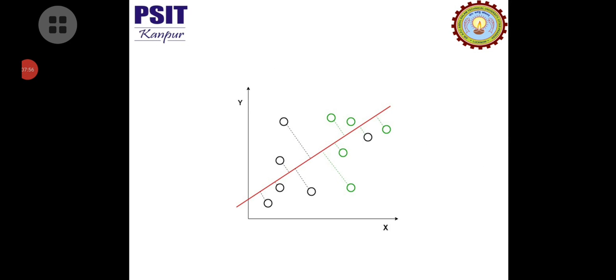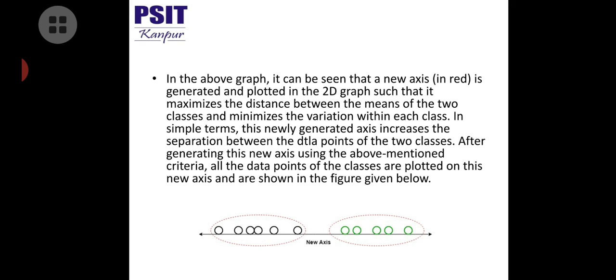So this is your diagram. This red axis is showing the new axis. That means you have created this new axis with the help of x and y axis. In the above graph, a new axis, the red one, is generated and plotted in the 2D graph such that it maximizes the distance between the means of two classes and minimizes the variation within the class. Simplified, the newly generated axis increases the separation between the data points of the two classes.